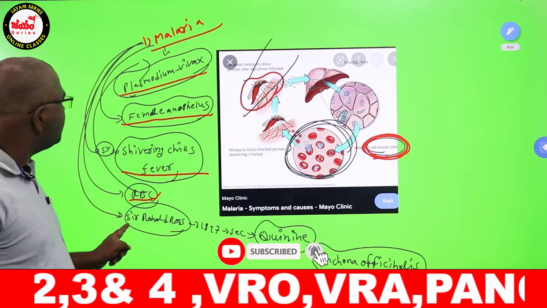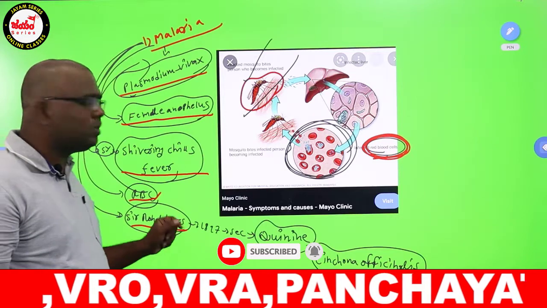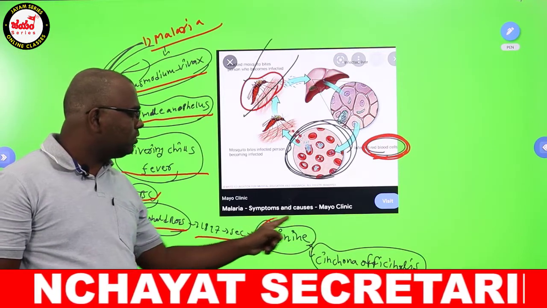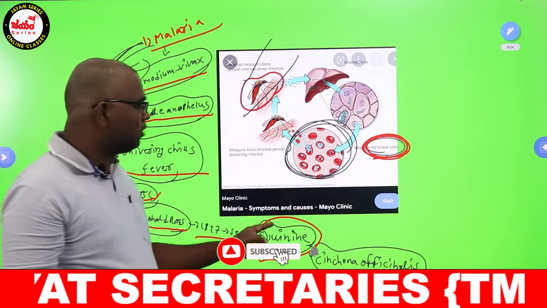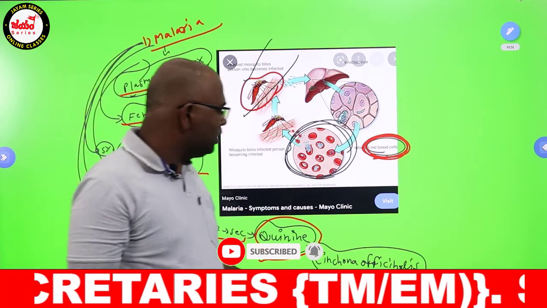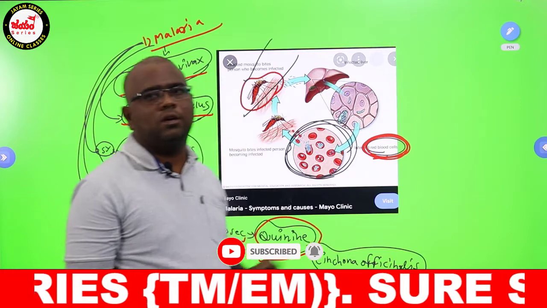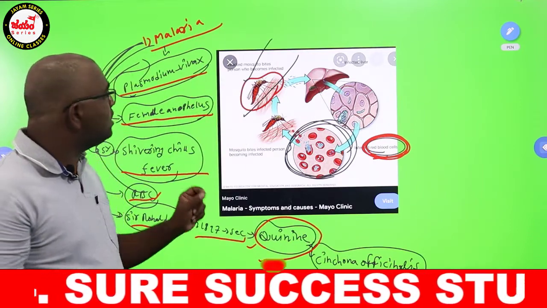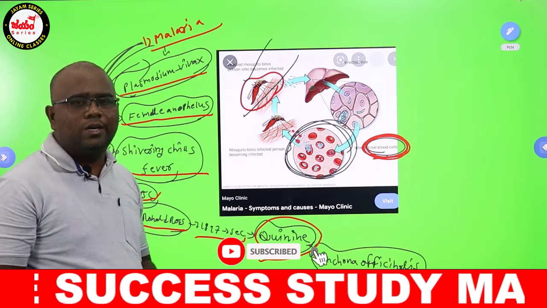The malaria vaccine was discovered by Sir Ronald Ross in the year 1897 in Secunderabad. The vaccine name is quinine. The quinine vaccine is taken from the Cinchona officinalis plant. This is the malaria disease. It is completed.